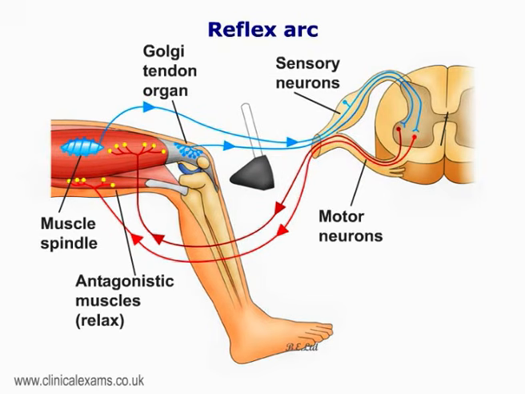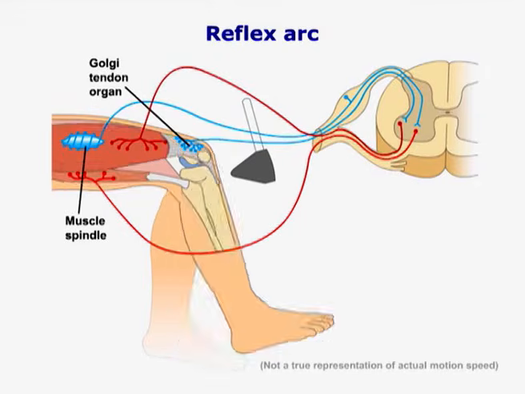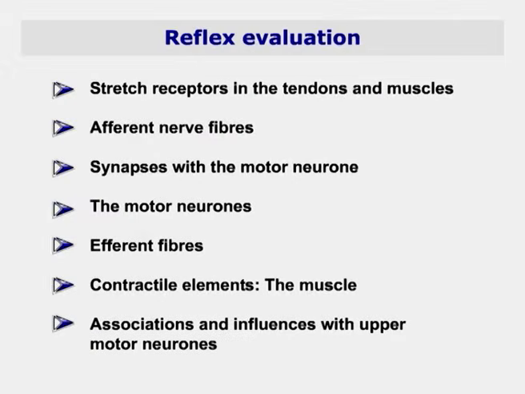Remember that tendon or deep reflexes are monosynaptic arcs involving a sensor, in this case a stretch receptor in the tendon and muscles, afferent fibers which carry this impulse to the spinal cord, a synapse with a motor neuron, and a contractile element, in this case a muscle. Therefore, when testing the reflexes, you're essentially testing the integrity of all of the above structures which are associated with the lower motor neurons. You are also testing the influence of the upper motor neurons and their associations.